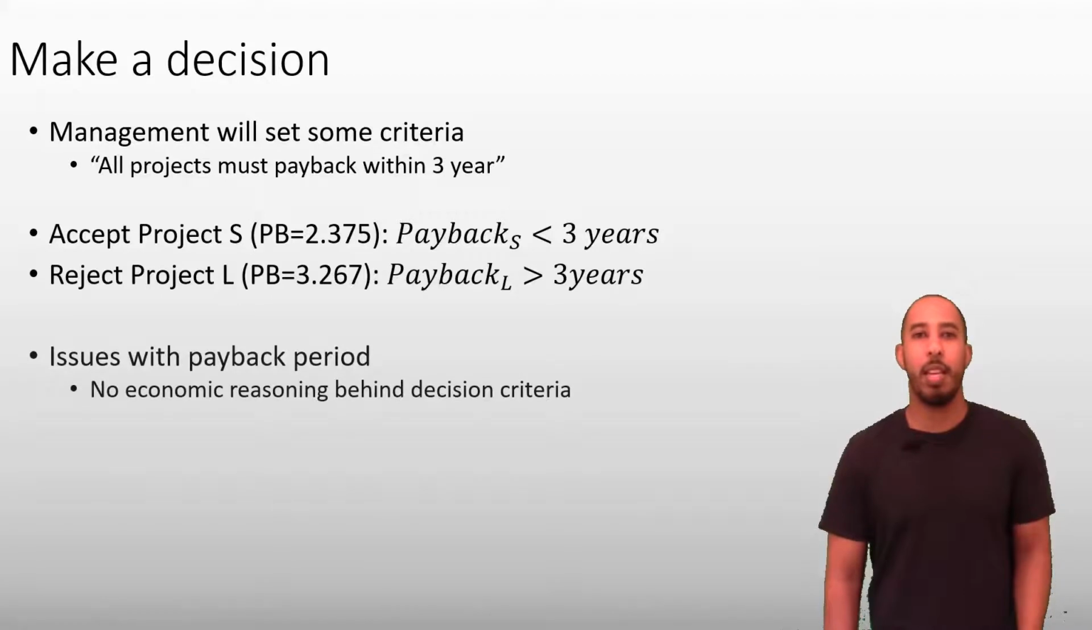There are some fundamental issues with payback period. For one, there's no economics behind the decision criteria. Unlike NPV, which is connected to the value of the firm, and internal rate of return, which compares the project's rate of return to the cost of capital, the decision criteria for payback is completely arbitrary. Why did management set 3 years as a requirement instead of 4? There really is no reasoning behind that choice.